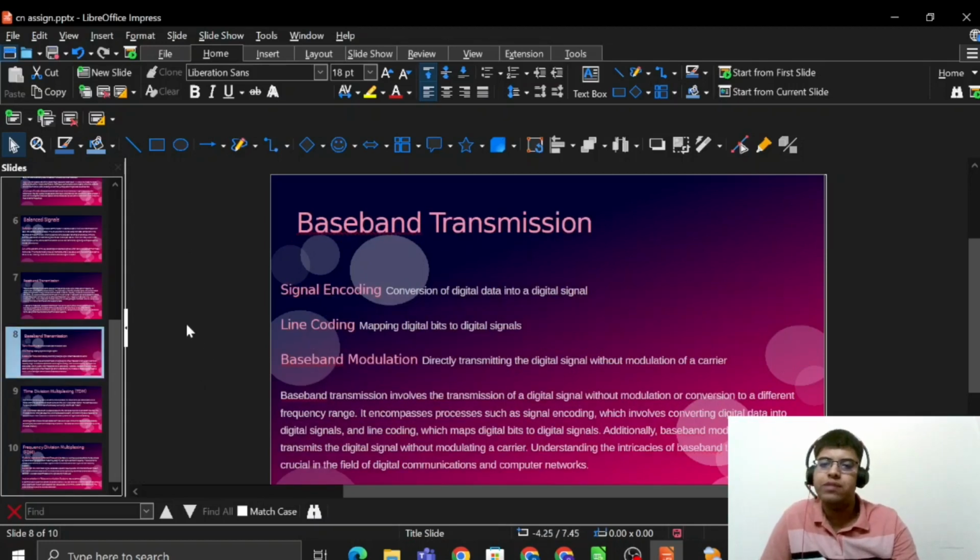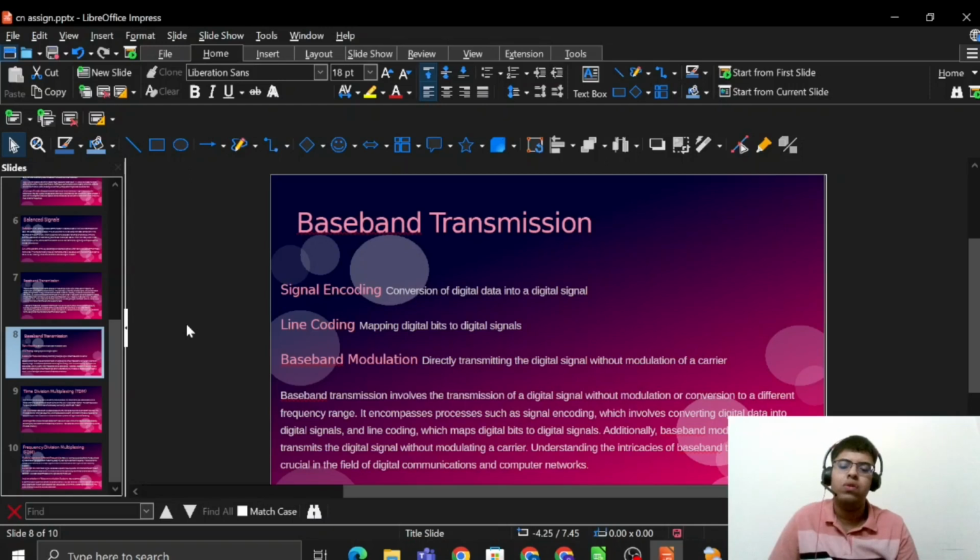Next one is baseband transmission. Here, the first one we are going to learn is signal encoding, which converts the digital data into a digital signal. Next one is line coding, which maps the digital bits into digital signals. And lastly is baseband modulation, which directly transmits digital signal without any modulation of a carrier.